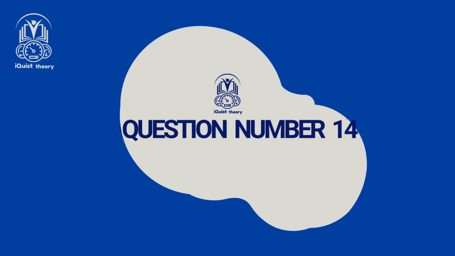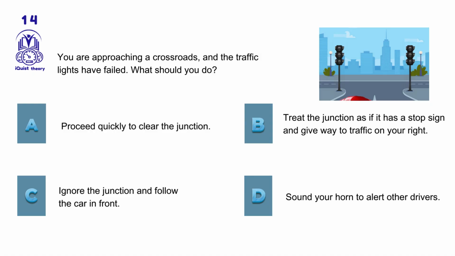Question 14. You are approaching a crossroads, and the traffic lights have failed. What should you do? A. Proceed quickly to clear the junction. B. Treat the junction as if it has a stop sign and give way to traffic on your right. C. Ignore the junction and follow the car in front. D. Sound your horn to alert other drivers.